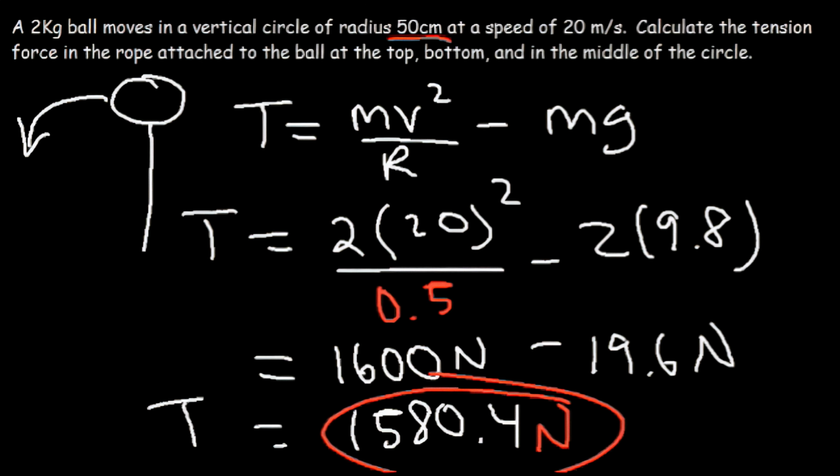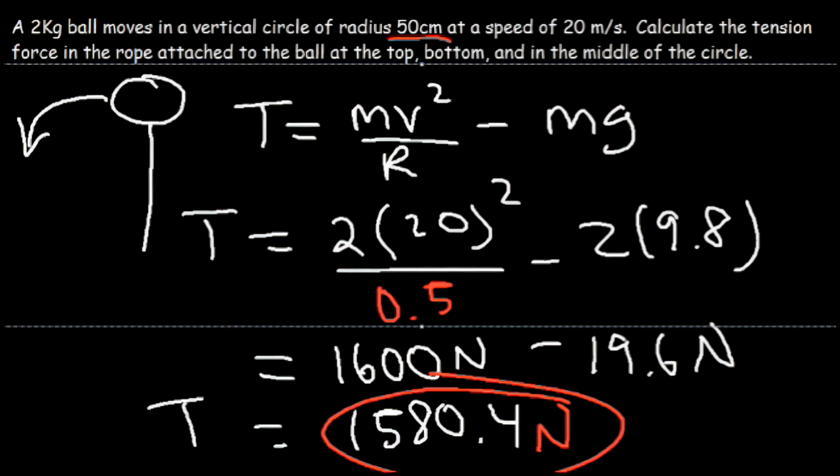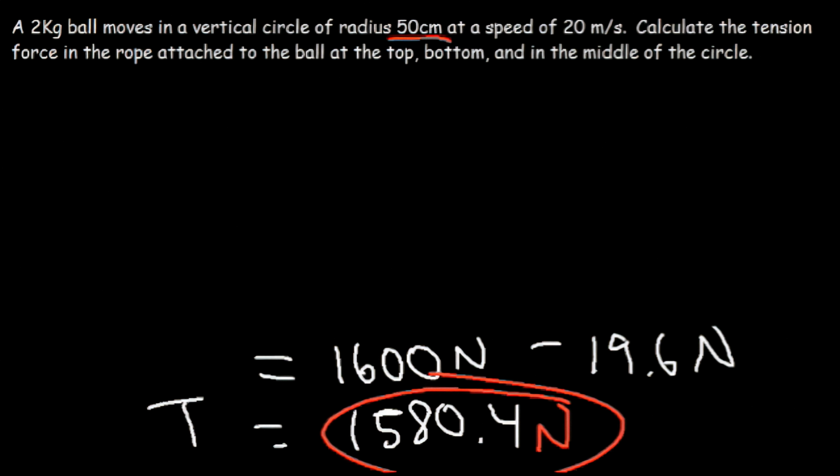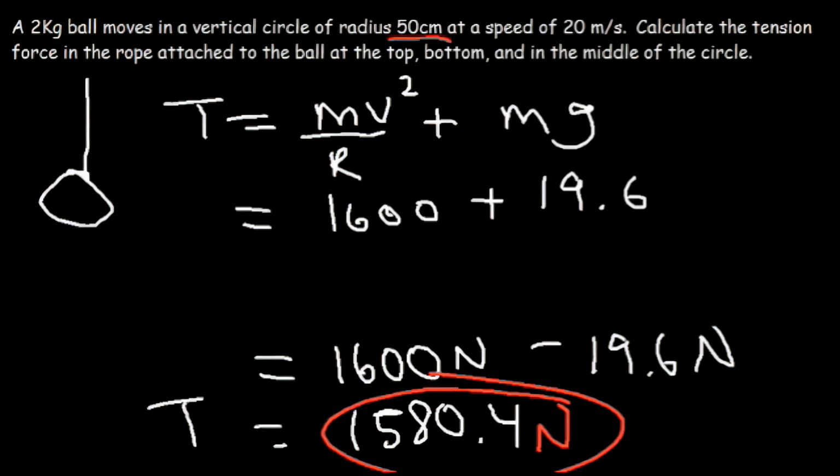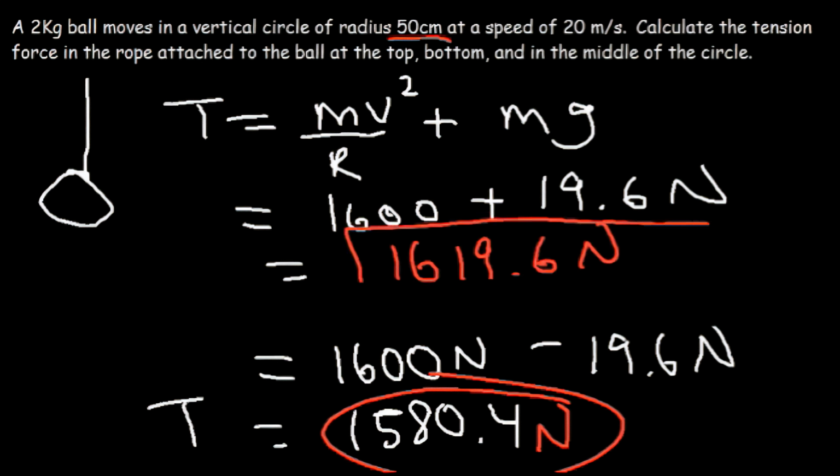Now what about at the bottom of the circle? At the bottom, the tension force is the sum of the centripetal force and the weight force. We know the centripetal force is 1600, the weight force is 19.6. So at the bottom, the tension force is going to be a little bit heavier. It's going to be 1619.6 newtons.